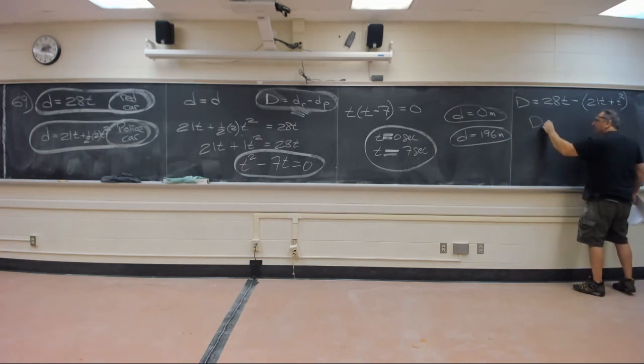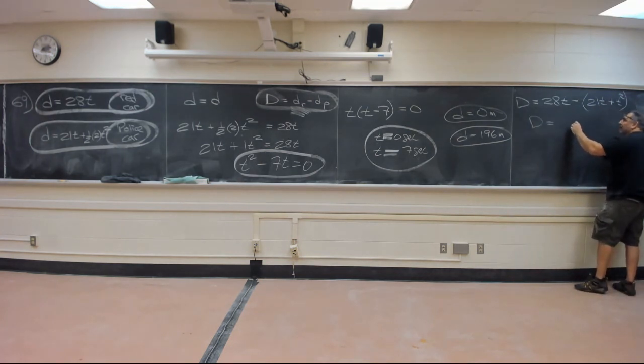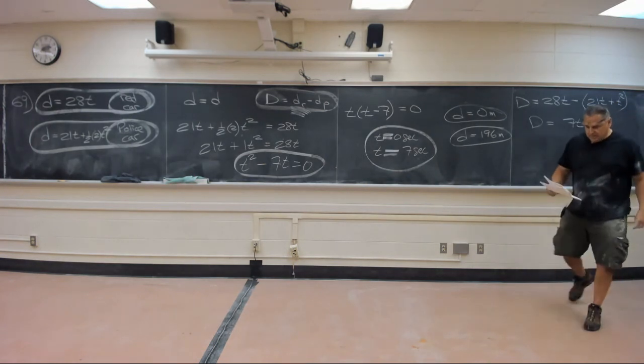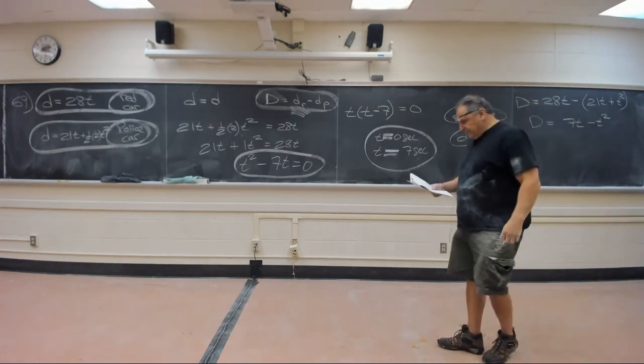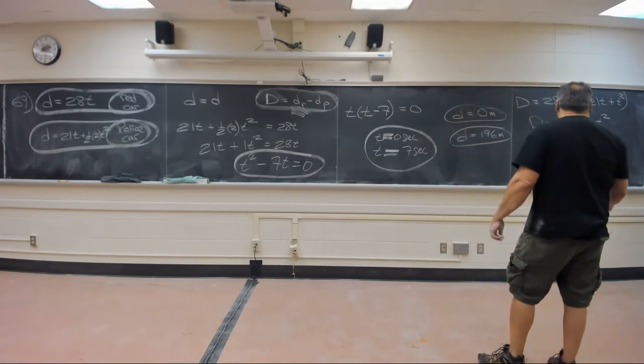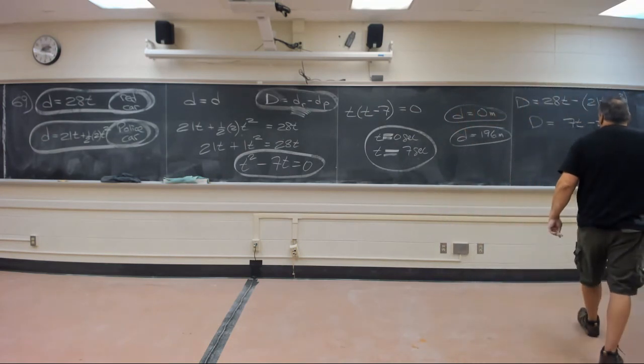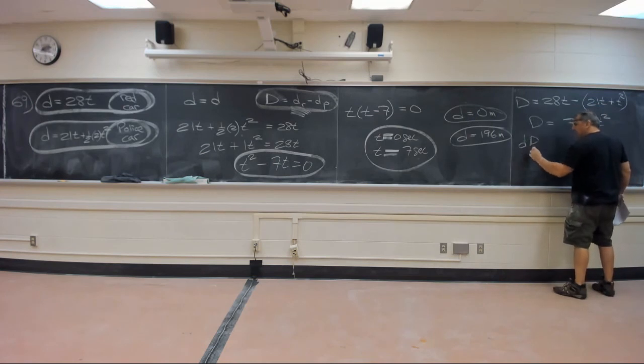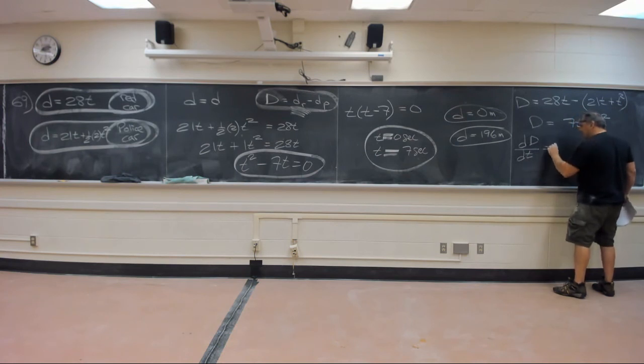When you do it, you got 7t minus t squared. Okay, when's that going to be at a maximum? Max min. Here there's a max, there's a min. Take the first derivative, set it equal to 0.